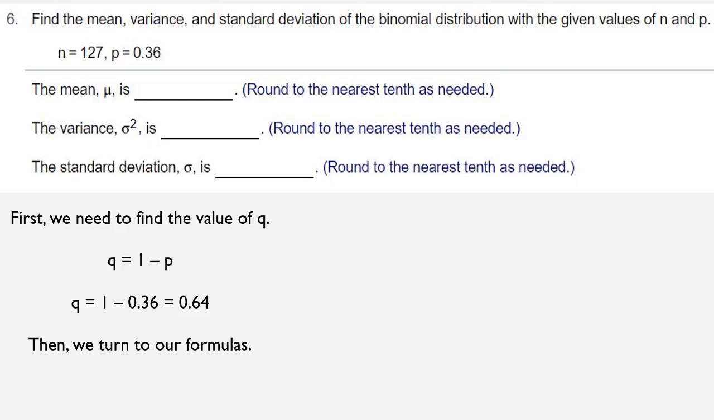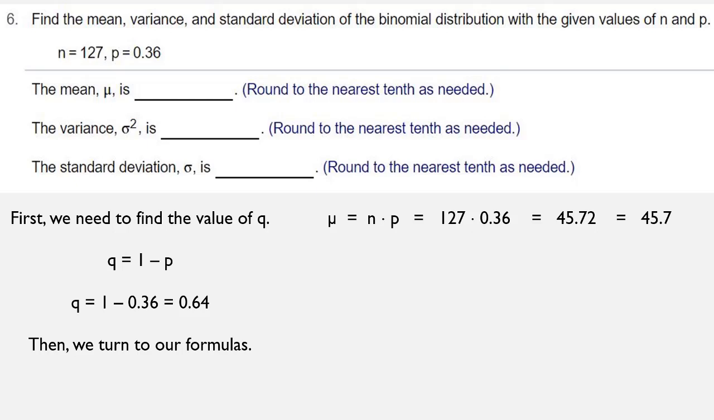To find the mean, the formula for the mean of a binomial distribution is that mu is equal to n times p. So we just plug in the values that we have, 127 and 0.36. 127 times 0.36 is 45.72. Rounded to the nearest tenth is 45.7.